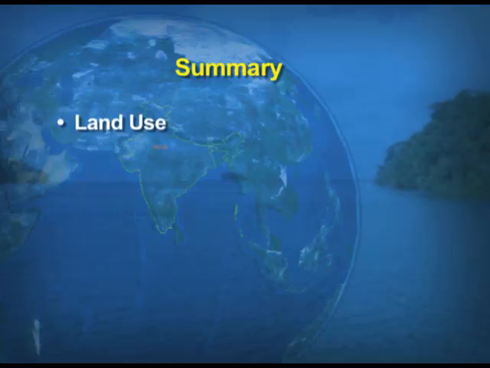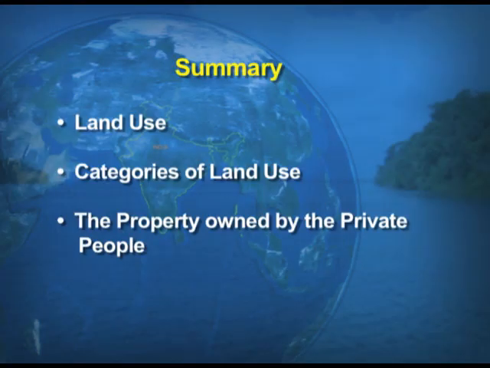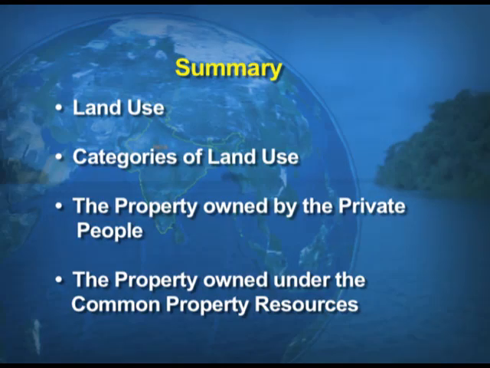So, dear children, right now we have discussed what land use is, what the categories of land use are under which the land is put, and we also talked about the property which is owned by private people and the property which is owned under common property resources. As the need of the hour is that we must improve the intensity of cropping from the same limited amount of land, we have discussed what the intensity of cropping is. In the continuation of the chapter, we will be talking about the different agricultural crops. Thank you.